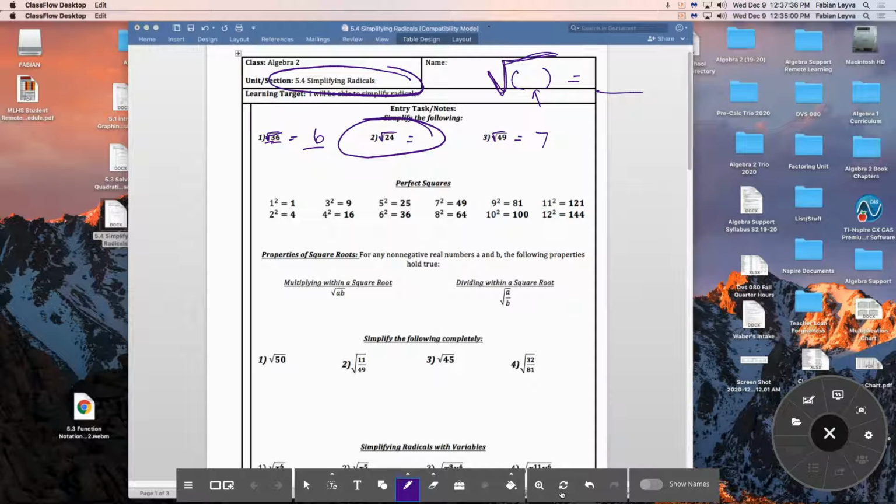And remember, simplifying just means to make something look simpler. So when we took the square root of 36 and said it equals 6, we simplified it. We made it look simpler than what it is. And our goal today is to learn how we are going to simplify situations like this.